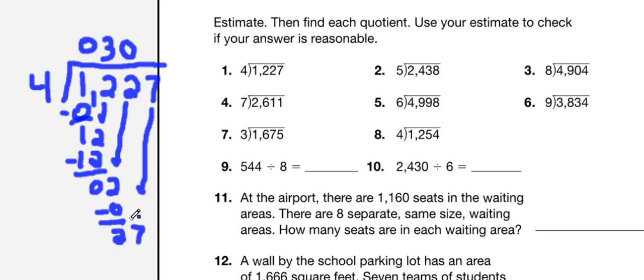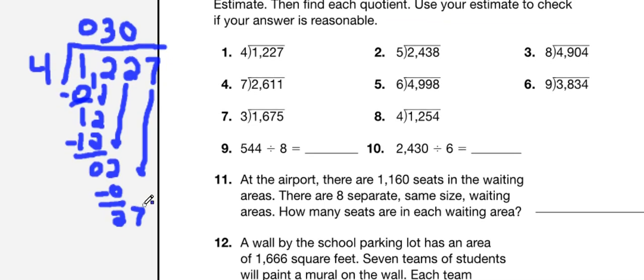How many 4s can fit into 27? Let's see. What about 4 times 5? No, that's 20. 4 times 6. Ooh, 24. 4 times 7, 28. Oh, 7's too many, so I need to use 6. So 6 times 4 is 24. Let's subtract to see how many I have left. 7 take away 4 is 3. 2 take away 2 is 0. And let's see, no more numbers to bring down. So I am left with 3 left over.